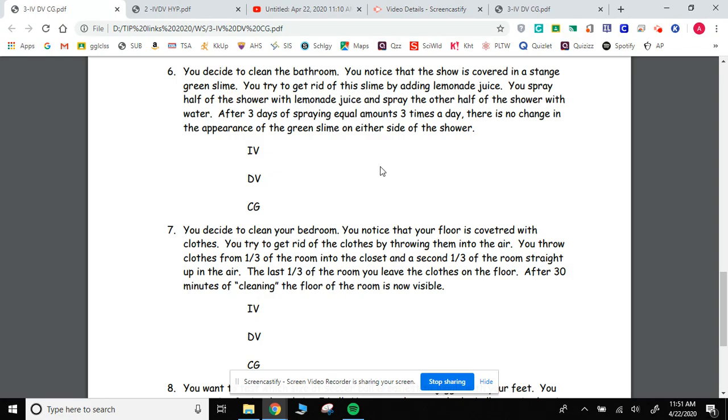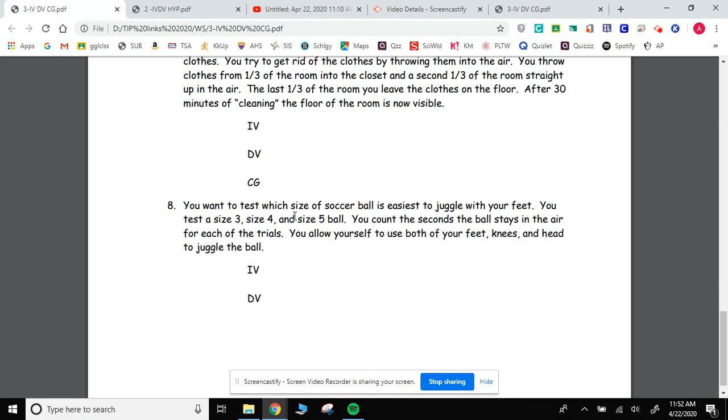The independent variable here is what you're changing, which is the lemonade juice. The dependent variable is the amount of green slime, and the control group is the normal situation, which is the half of the shower that's just sprayed with water.